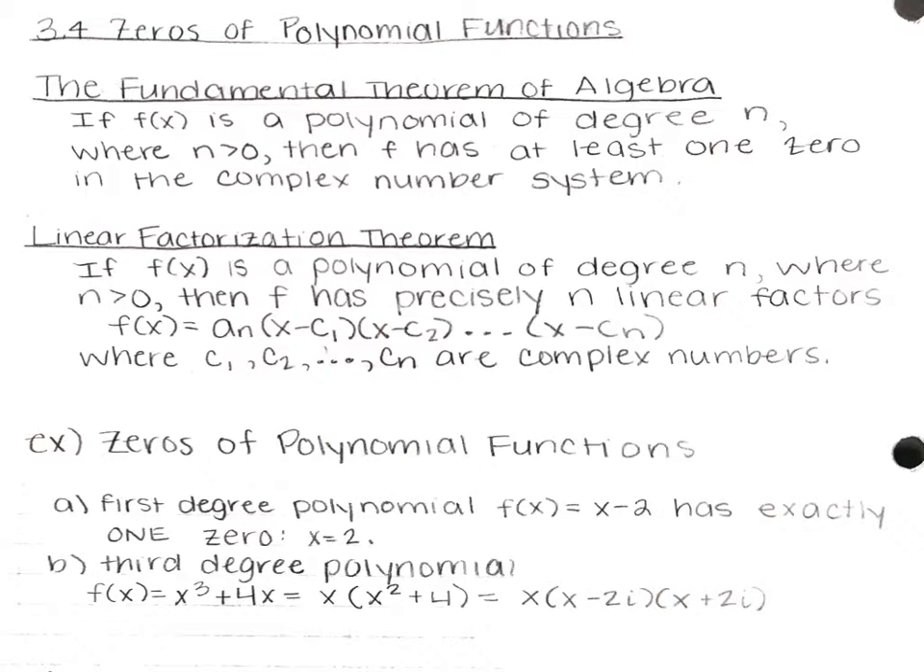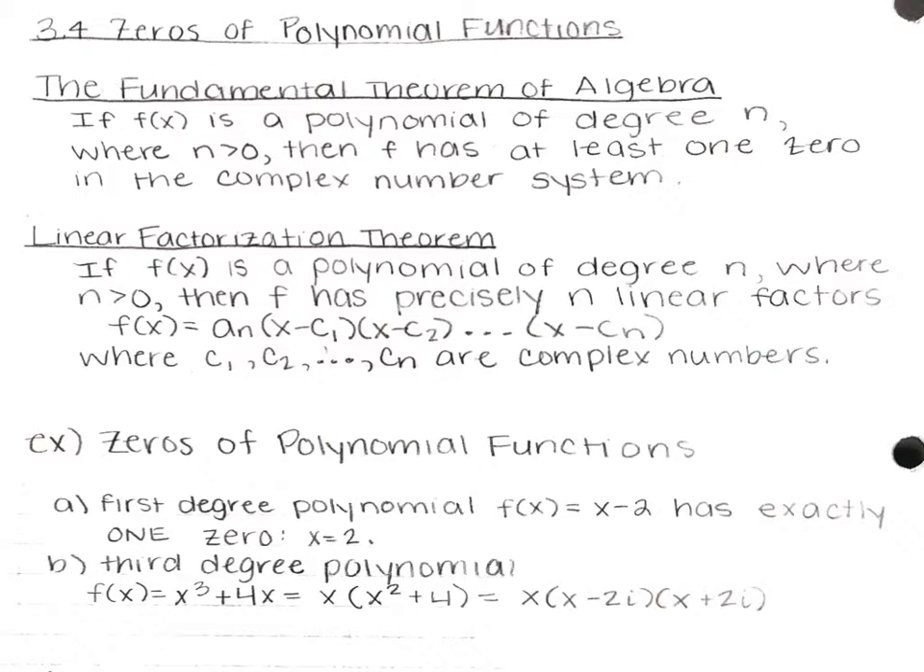Then we get to the linear factorization theorem that says if f of x is a polynomial of degree n, where n is greater than 0, then f has precisely n linear factors, where c1, c2, all the way up to cn are complex numbers. These theorems are what we call existence theorems. They don't really tell us much about functions other than if you have this type of function, then these kinds of factors exist. So let's get an idea of what this tells us.